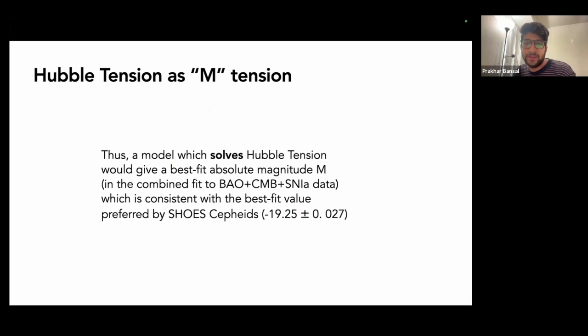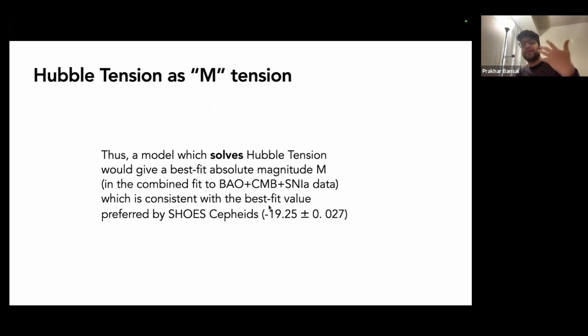And that's why you might find it commonly referred to in the literature that Hubble tension can also be considered as an absolute magnitude tension. And thus, a model, and here we also aim to find such a model, a model which solves Hubble tension, what we would want it to do is to give a best fit absolute magnitude M to the combined fit, which is consistent with the SH0ES Cepheids and doesn't have this 5 sigma deviation, right?